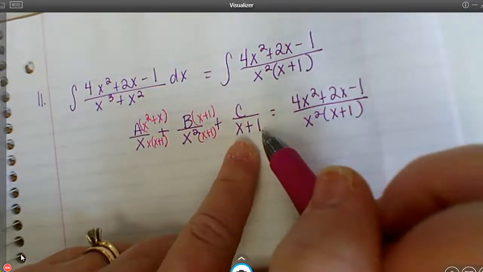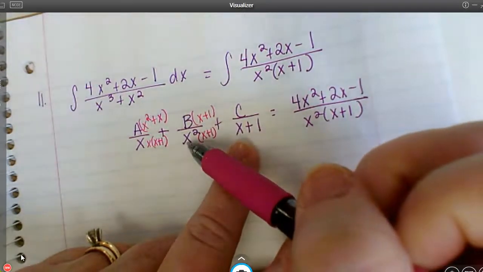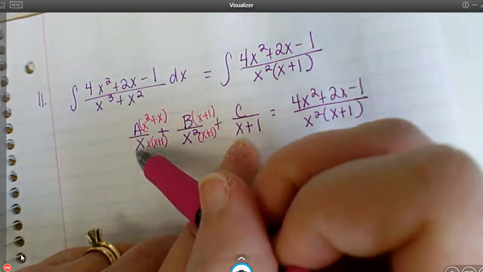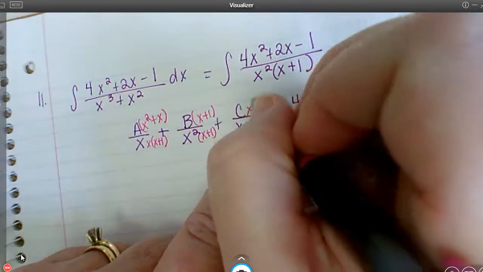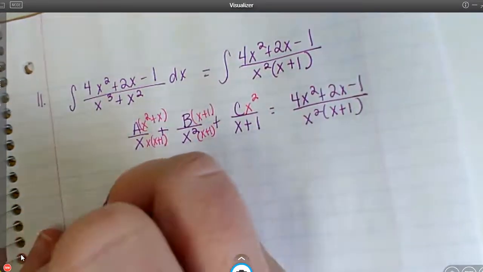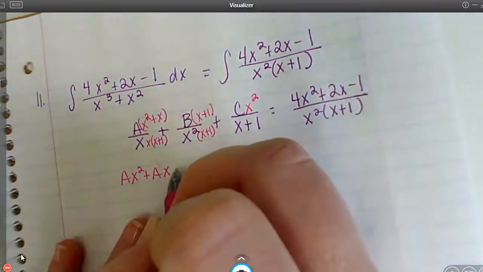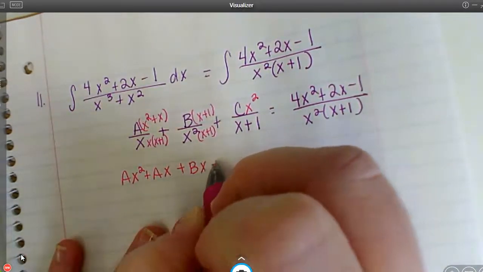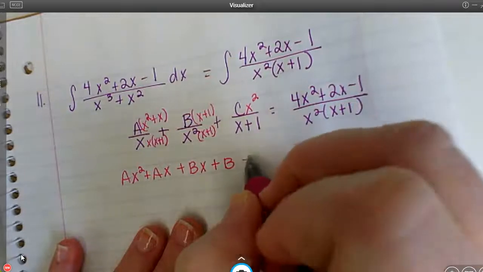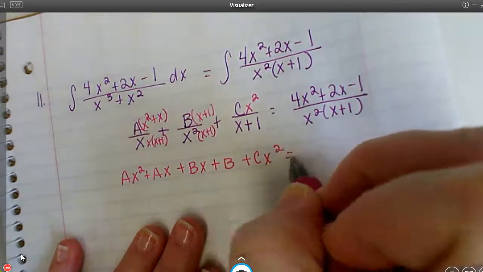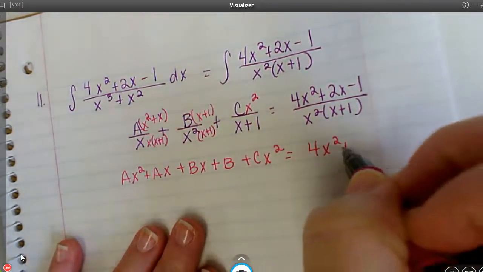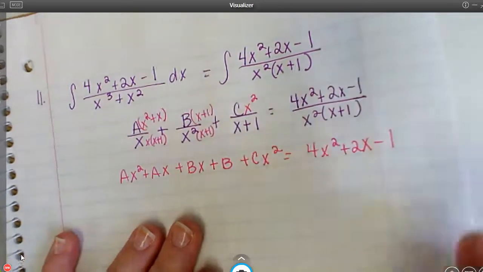And then for the x plus 1, the x squared is missing. And that x, again, is part of it, so I don't have to do like x cubed or anything like that. So I get ax squared plus ax plus bx plus b times 1 plus cx squared equals 4x squared plus 2x minus 1.